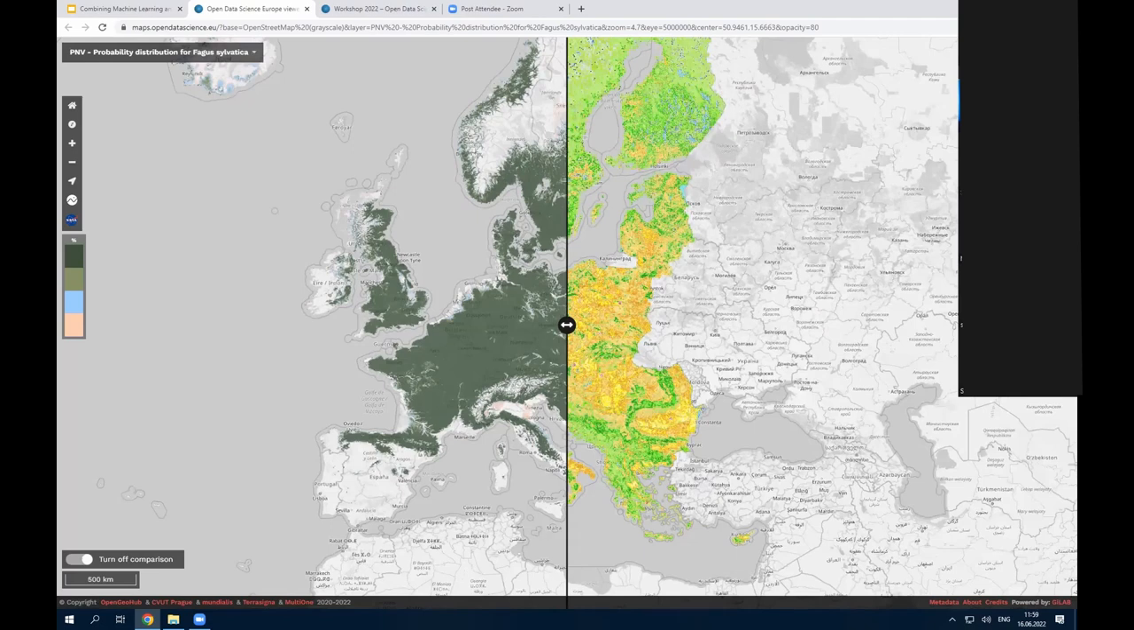And here you can see instead a comparison for the same period, from 2018 to 2020, with the realized distribution of the same species.